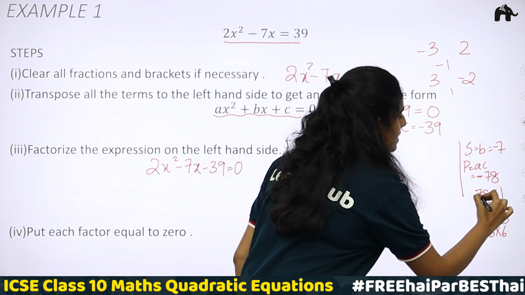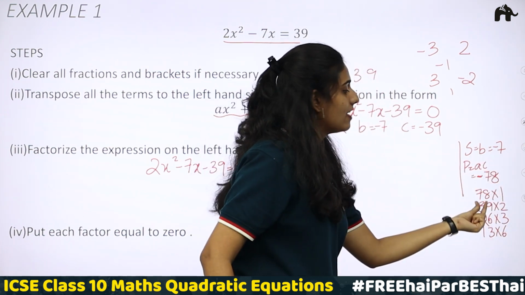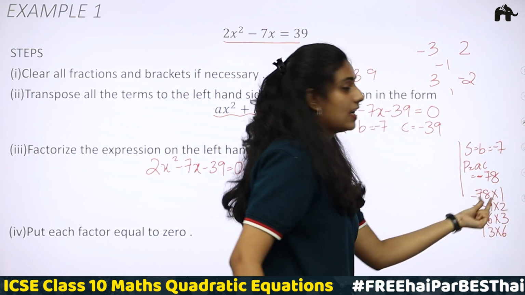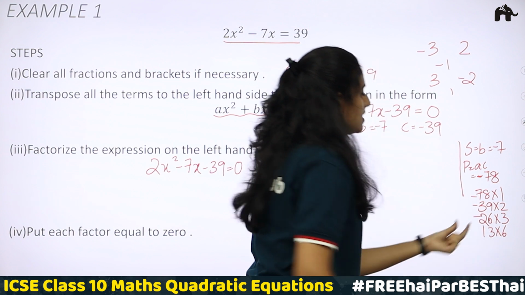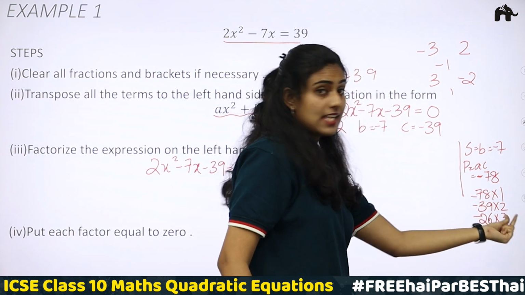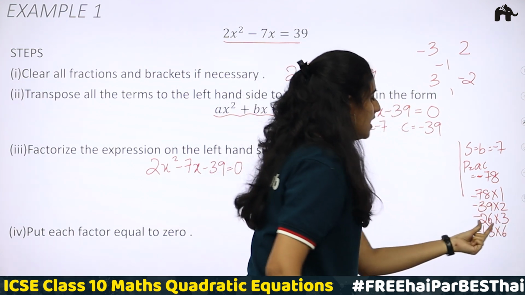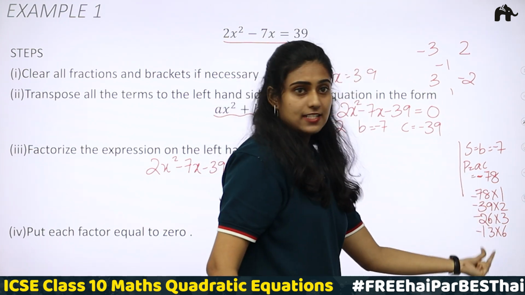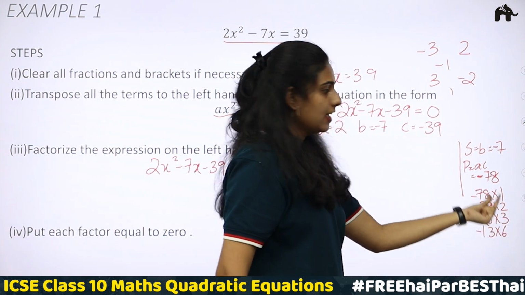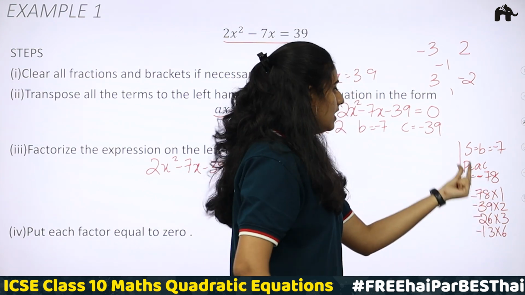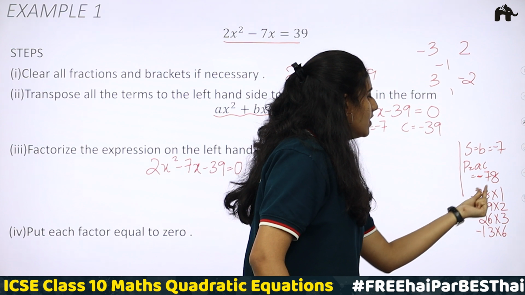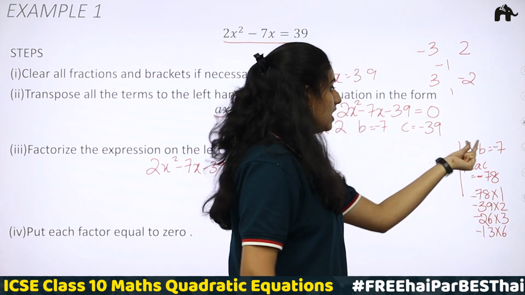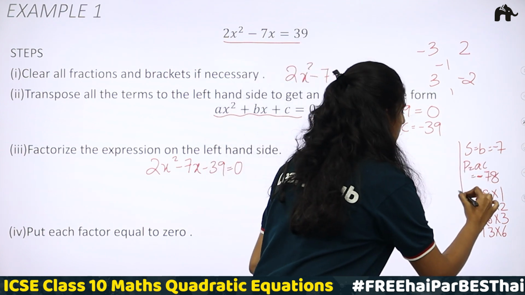Okay. Here 78 is the greater number among 78 and 1. 39 is the greater number among 39 and 2. 26 is the greater number among 26 and 3. 13 is greater among 13 and 6. Okay. Now we put the negative sign. Product will be negative, right? One number is negative. Now check the sum. Minus 78 plus 1. What is minus 78 plus 1? Minus 77. We need minus 7, right? So this cannot be taken.